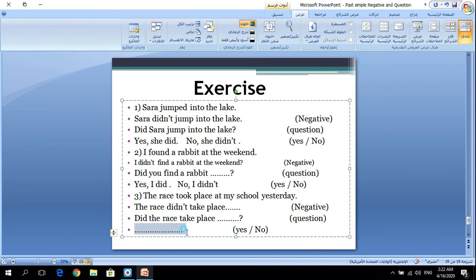And when you answer, you have to say, yes, here is the race. Okay, this is singular. But which subject do you have to use? He, she, or it? Yes, exactly. The race here, you have to use it. Yes, it did. Or no, it didn't. Okay, this is the answer of this exercise.